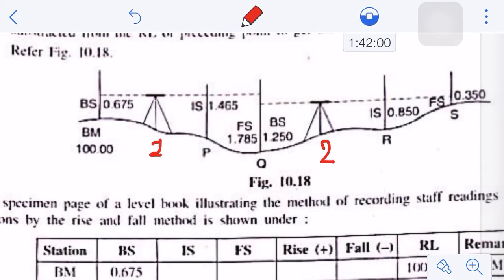Then you will change your position and shift your instrument from point 1 to point 2. After setting up the instrument, you will observe your previous point, station Q. You will take that reading as 1.250 and record it as BS only. Then you will turn your telescope again and bisect station R by keeping your leveling staff at station R. The reading here is 0.850, recorded as IS. For station S it is 0.350, recorded as FS because it is the last reading that you can bisect from this point 2.